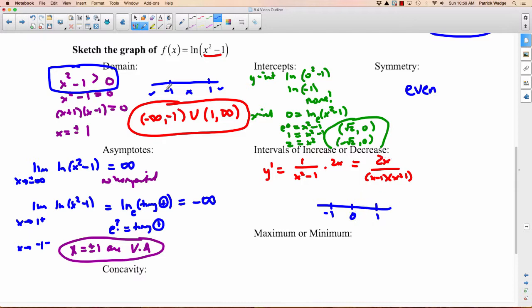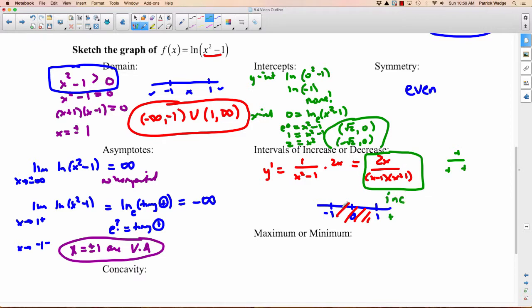But remember, the domain did not include between -1 and 1, so we don't even have to look at these at all. All we have to look at is these two regions here. Where do we look? Back here. So we're going to try some stuff in there. Let's try 2. If we put 2 in there, I get 2 times 2, which is a positive. I get 2 minus 1, which is a positive, and I get 2 plus 1, which is a positive. It's all positive. So this part here is increasing.